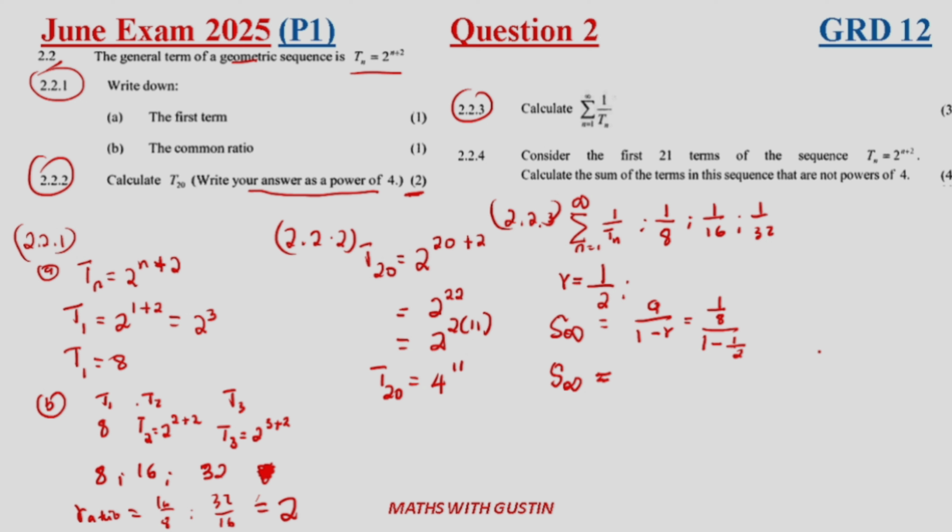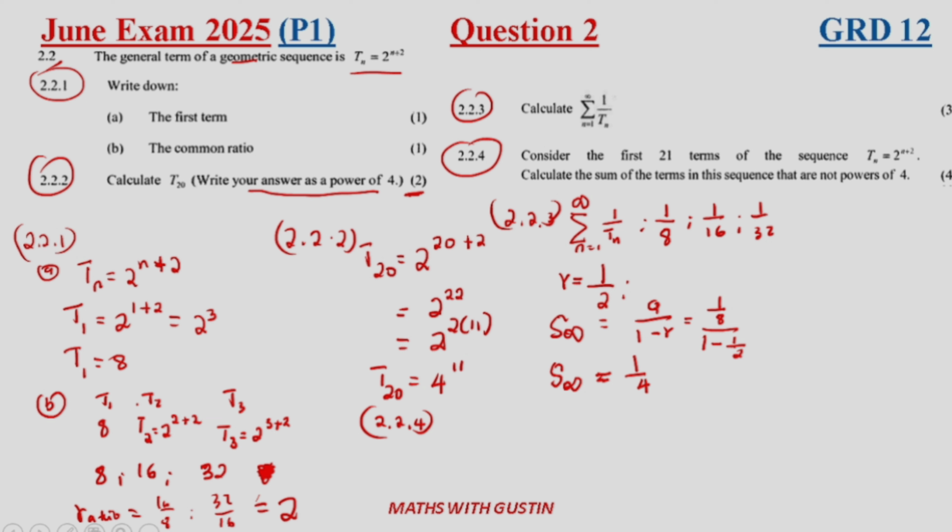So for the answer here on my calculator, I'm getting 1 over 4. Please let me know if you've got the same answer as well, right? 2.2.4. All right, I'm going to use a different color here because my workstation is looking a little bit messy. The question says consider the first 21 terms of the sequence.